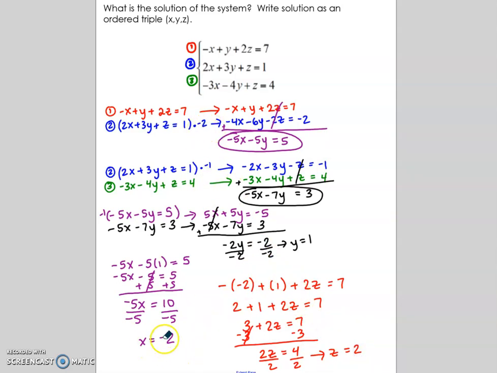So we have our x, we have our y, and we have our z. So now we just want to write our final answer, and we're going to do that as an ordered triple in alphabetical order. So x is first, so negative 2, comma, the y value, which is over here, which is 1, and the z, which is 2. So negative 2, 1, 2 is going to be our solution to this system.